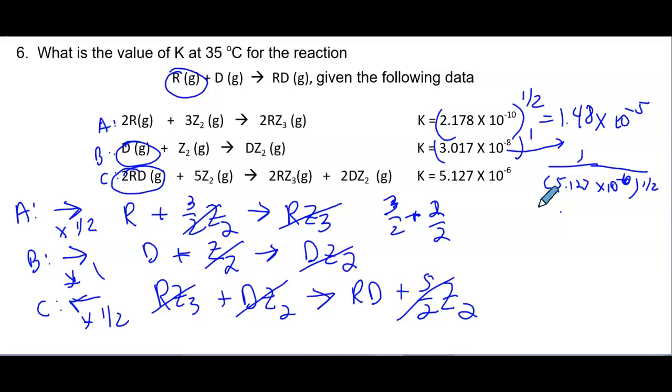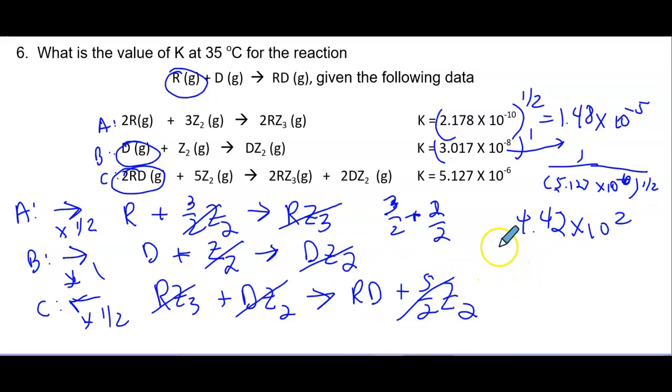6 negative to the half power, then reciprocal. I want to check this, so just give me a moment. I want to check it. 4.42 times 10 to the second. Okay, so I get those new answers, and then I'm going to multiply them.